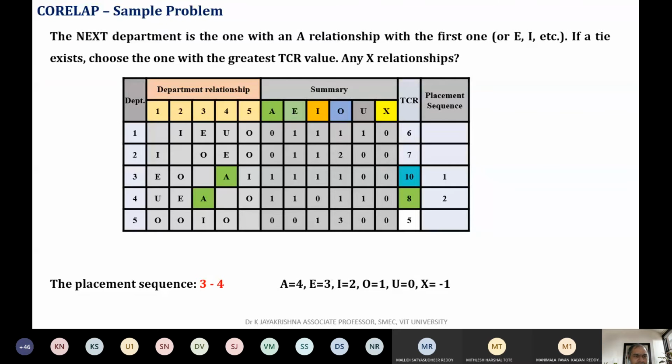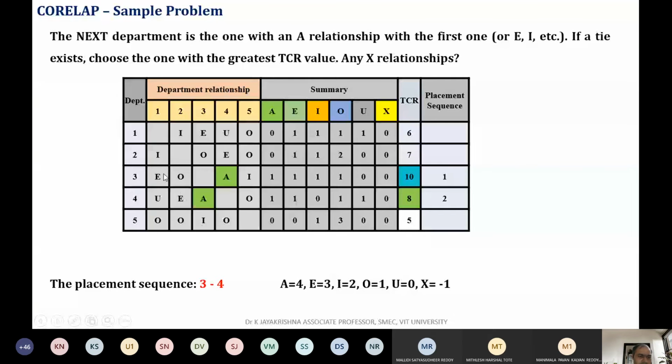I'm comparing the relationship shared by department number 1 with 3 and 4, and I find that department number 1 is sharing an E relationship. Department number 2 is O, and department number 3 is not that. Then department number 5 is I. So E is bigger. Okay, A, E, I, O, U, X. So A we have done, E. Then again, I'm comparing the relationship shared by the second department. The second department shares an E relationship with department number 4.